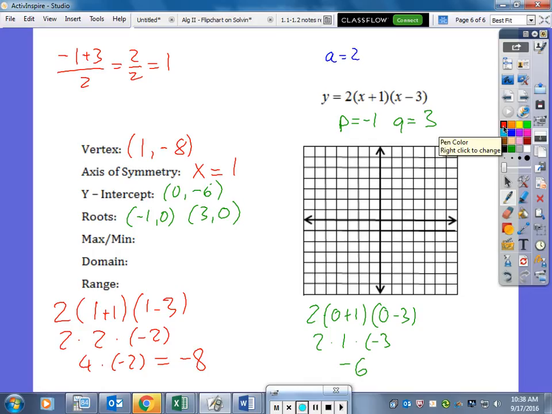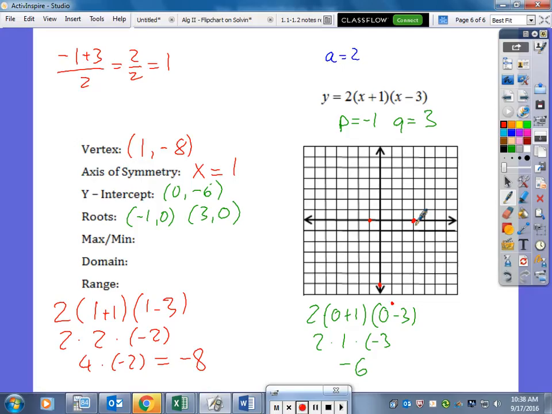Now let's go ahead and graph our parabola. The vertex is at positive 1, -8. And I'm going down 8 steps, which means I have to go just one unit further than my coordinate plane actually reaches. We have a y-intercept at 0, -6. We have roots at -1, 0, and at positive 3, 0. And that's pretty much already all the points we need.